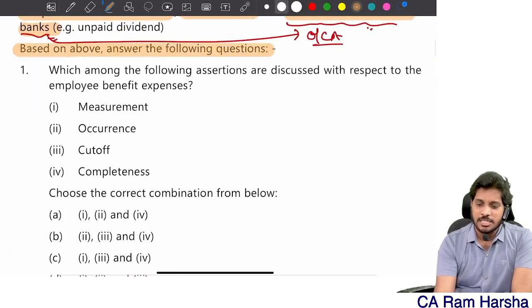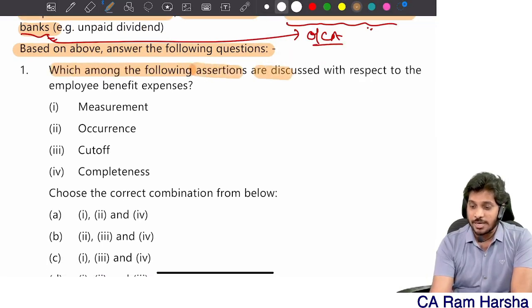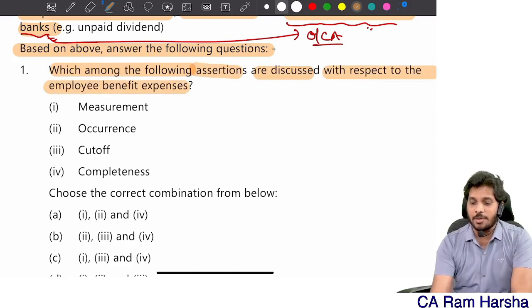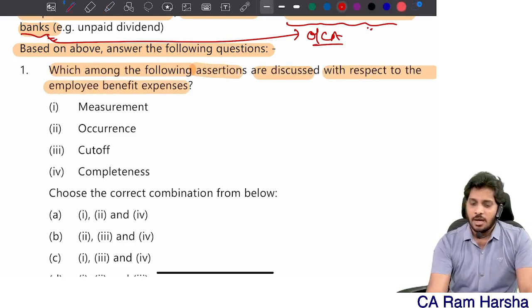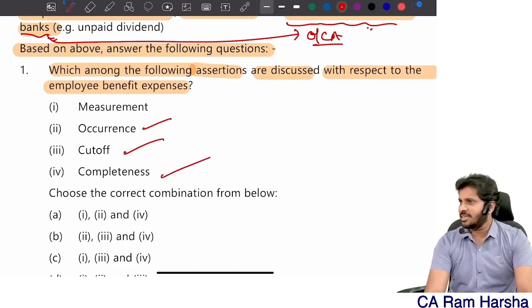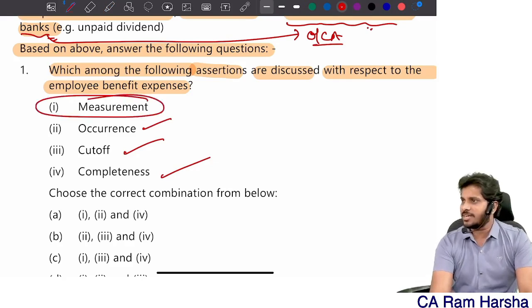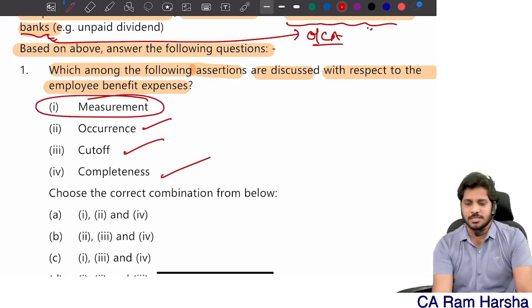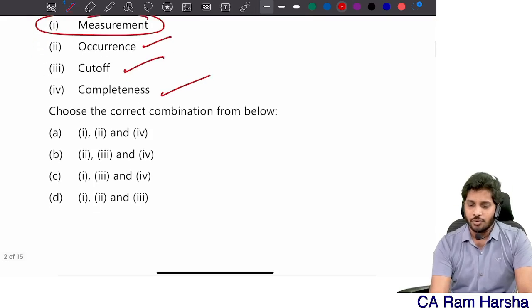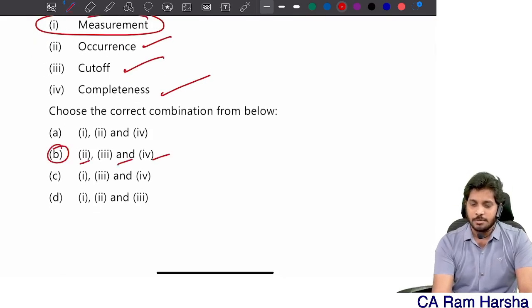Based on the above, answer the following. Which among the following assertions are discussed with respect to employee benefit? What are discussed? Occurrence, cutoff, completeness. 3 they discussed. No? 1 is not covered. Measurement point they didn't cover. Employee benefit expenses we said. So 2, 3, 4. That's it. B answer is correct.